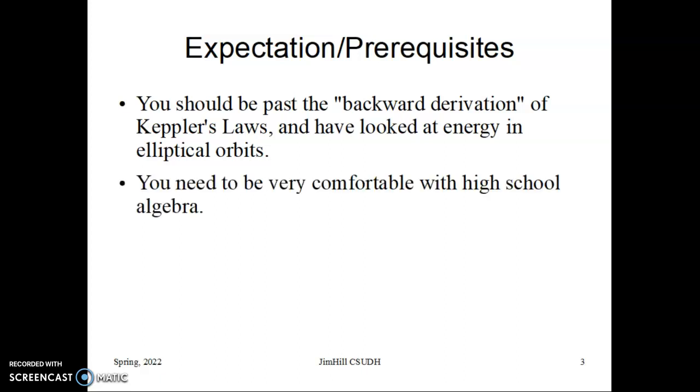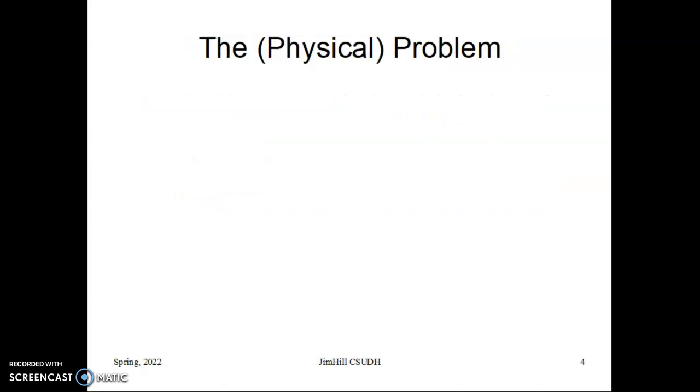Really, there's no calculus in what I'm about to do. You only need to be able to do high school algebra to get through this. So you could probably get through this in a lower level course, maybe even high school physics if you're really good at it. The physical problem here, I need to state more explicitly.